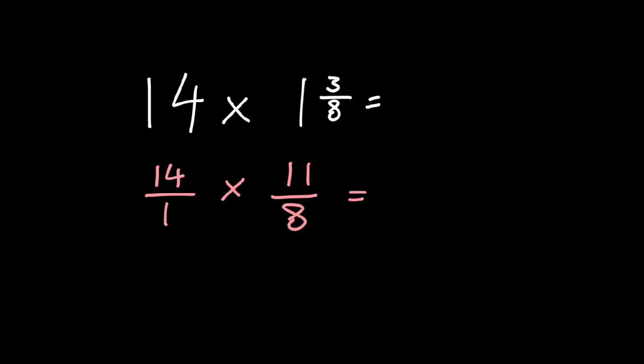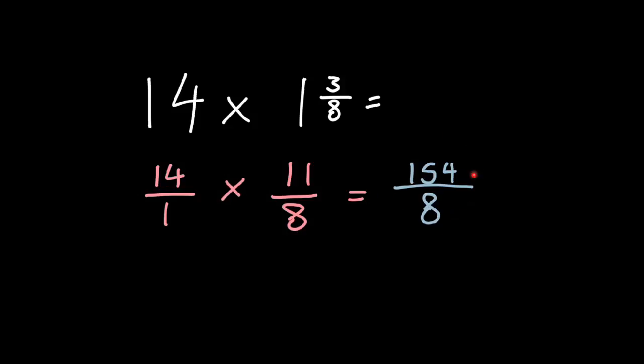First thing I'll do is multiply my numerators. 14 times 11. Well, I know 14 times 10 is 140, so 14 times 11 will be 154. There's my numerator. My denominator, I'll multiply 1 by 8, which is, of course, for all you stellar mathematicians out there, 8. What I've got here is an improper fraction.